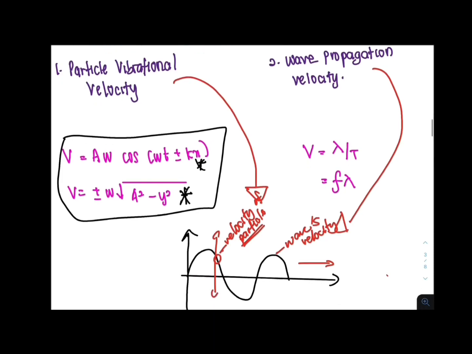If the question asks to find the maximum velocity of the particle's vibration, the V max occurs when the displacement is equal to 0. So when your V maximum occurs at y equals 0, the equation now becomes V max equals plus minus omega square root of A squared minus 0, which becomes omega A. So this is what we have for V maximum.